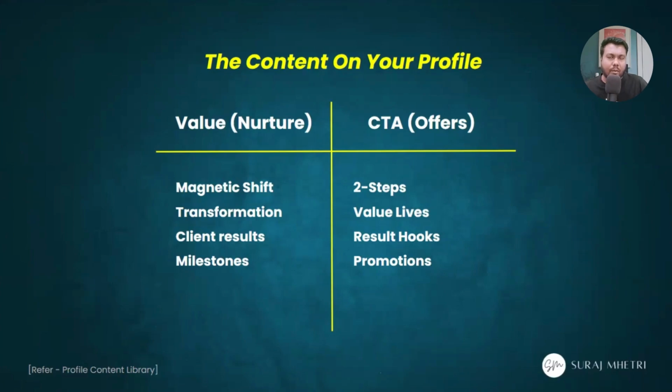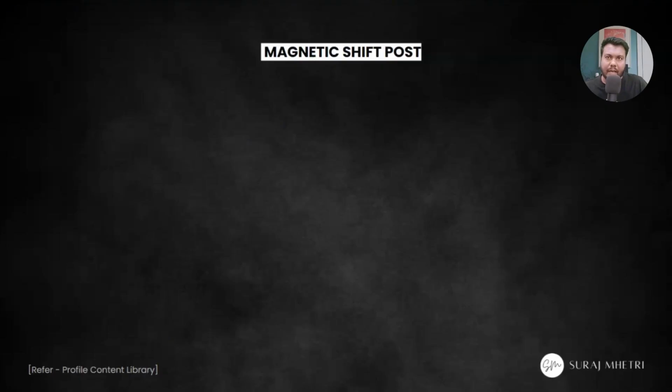First, we will start with the value and nurture posts, that is magnetic shift, transformation, client result, and milestone. And then we will go to the CTA and offer posts. Okay. So let's see about the value and nurture posts. First is the magnetic shift post.